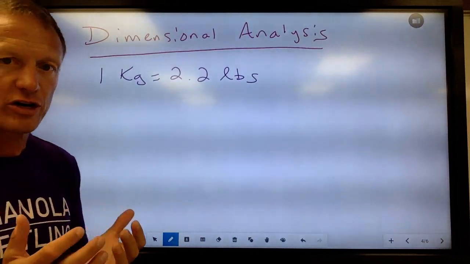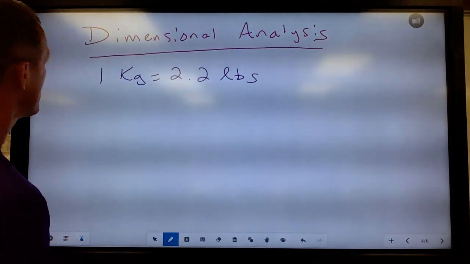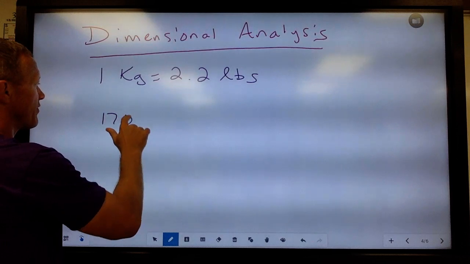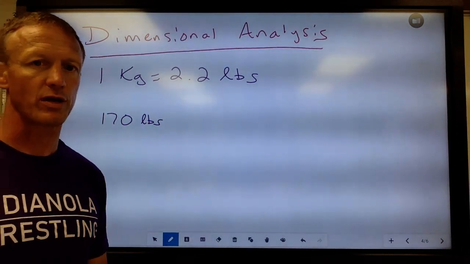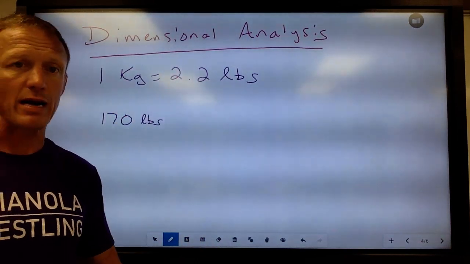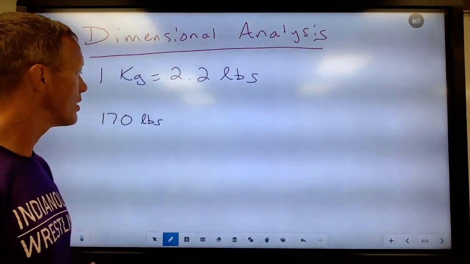So I'm just going to do a very simple one-step dimensional analysis problem. Again, several of them will be several steps. Let's say that I weigh 170 pounds, and I want to convert that to kilograms. Well, I'm either going to multiply or divide by the 2.2. A lot of you right now in your head can go, well, I know what I need to do. Okay? And this is a simple problem, so I'm showing you an easy one.